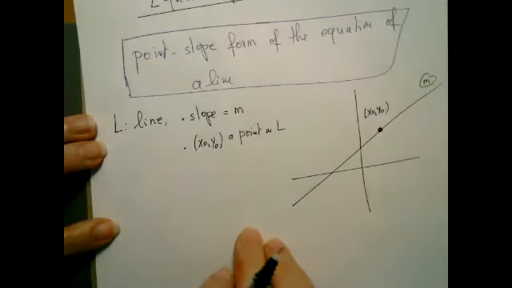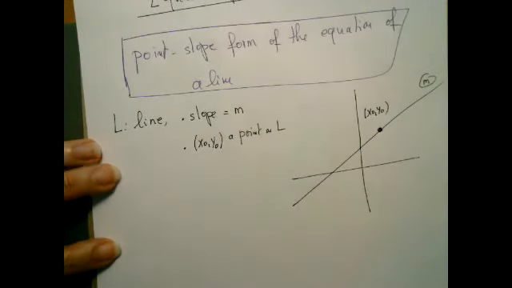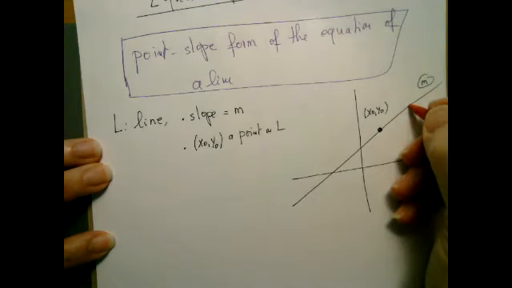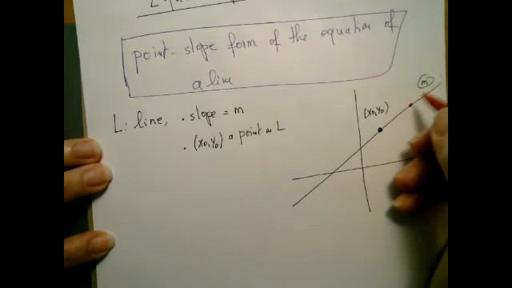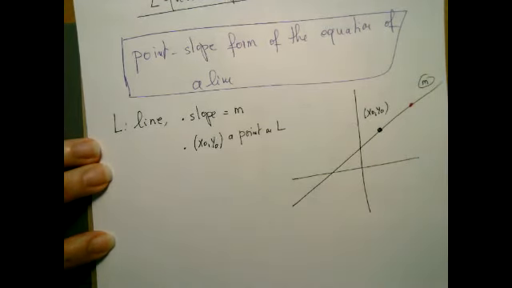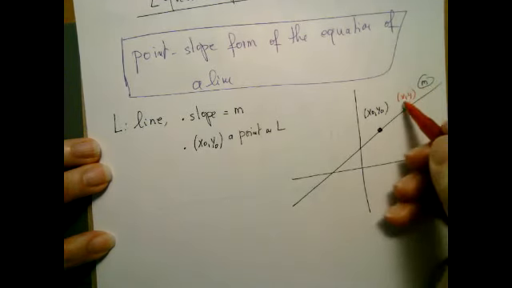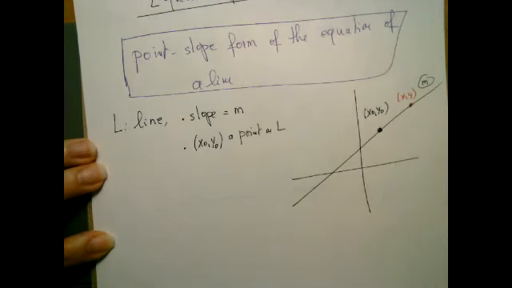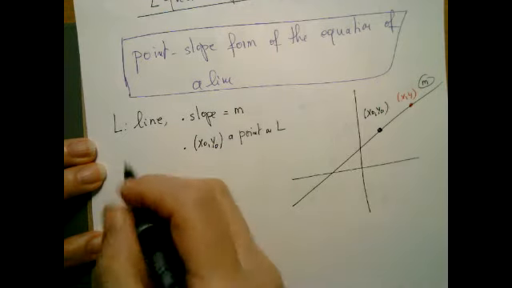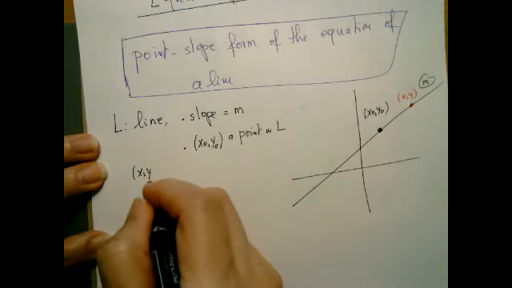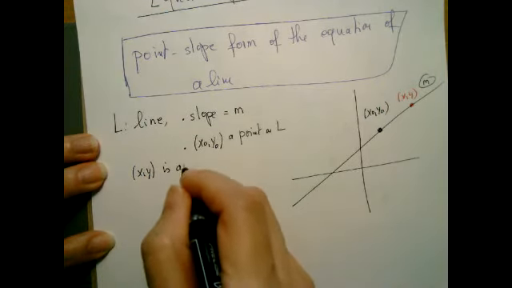All right, let's see how this works. So where the formula is coming from, and then how to use it. It comes from the following fact. If I take any point here on the line, I want to find the relationship between them. So I'm going to say the following. Suppose (x, y) is any point on the line. Just any point.